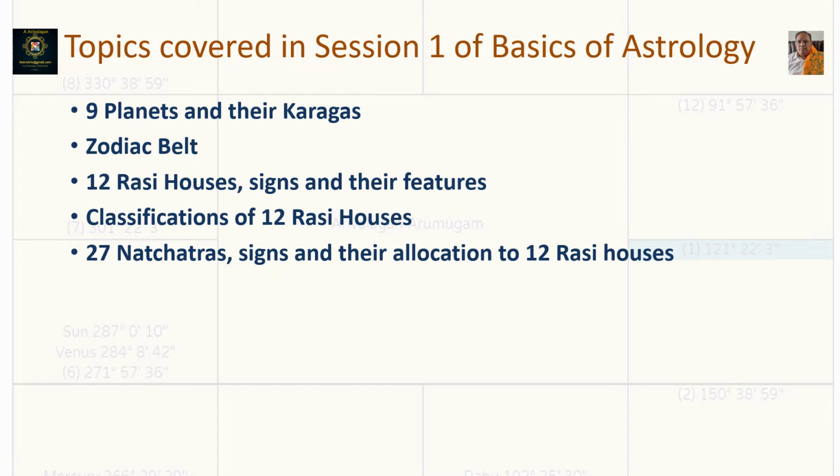These are the basic things that one should know if he wants to become an astrologer. So in this presentation I will cover the details of 9 planets that are used in astrology and their karakas and characters; the zodiac belt, how it looks, and how the Rasis and Natchatras are imbibed in the zodiac belt; what those 12 Rasi houses are, their signs and their features, and how these 12 Rasi houses are classified; and the 27 Natchatras, their signs, their allocation to the 12 Rasi houses and other information.